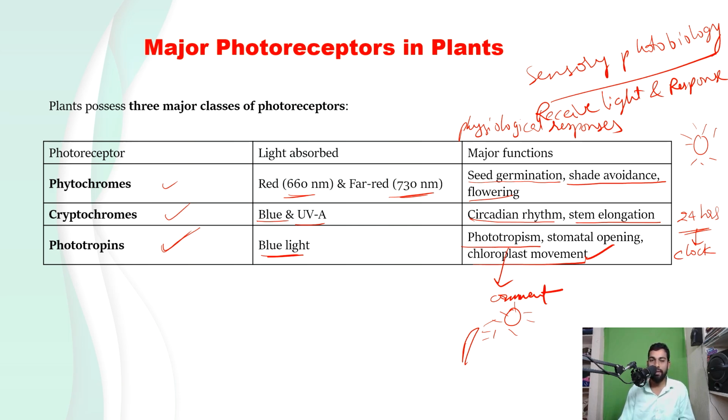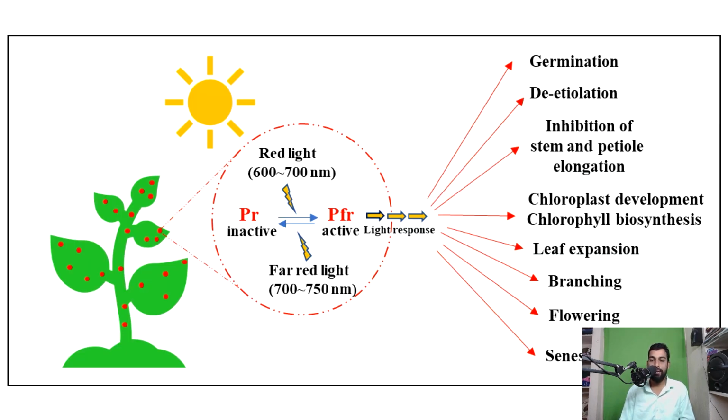You can see here is red light. Here is far red light. Red light is between 600 to 700 nanometers. Basically we say 660 nanometers. The second one is far red light, that is from 700 to 750 nanometers.